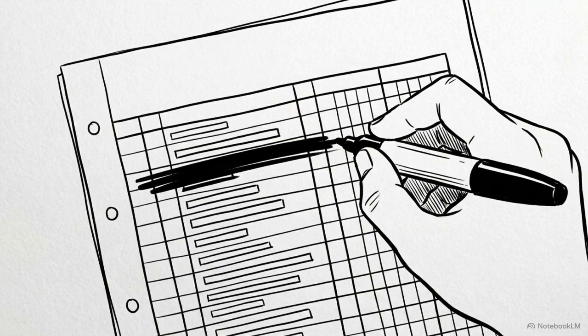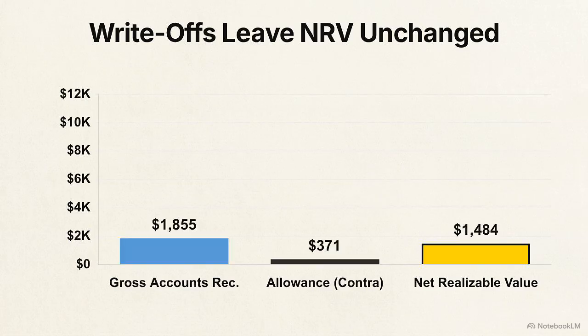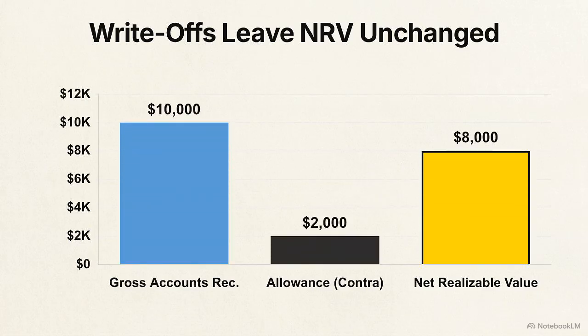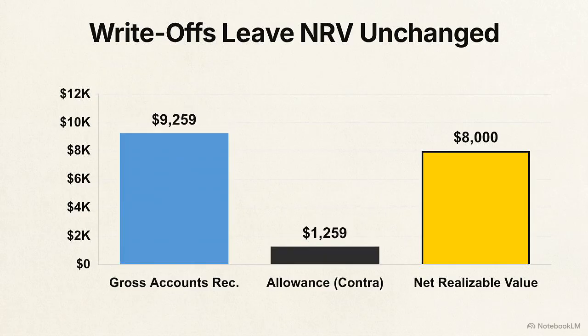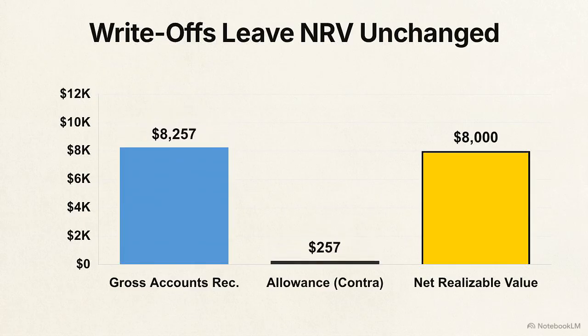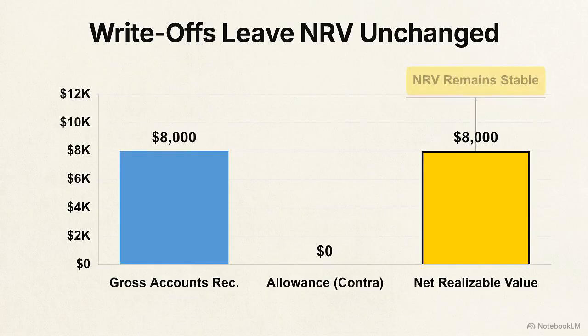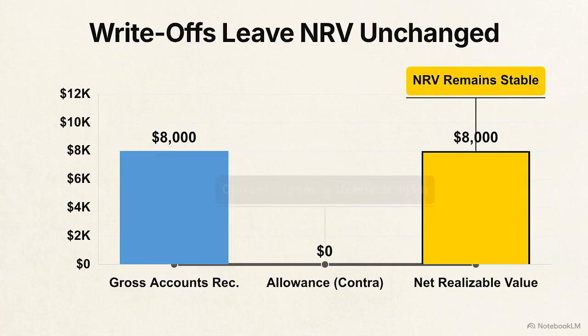Estimations structure the balance sheet, but we must also account for actualities. Eventually, a specific customer's account will be officially deemed uncollectible and written off. The mechanical accounting entry for a write-off removes the specific claim. It reduces both the gross accounts receivable and the allowance for credit losses by the exact same amount. Because both the gross asset and the contra asset decrease equally, a formal write-off has zero impact on the net realizable value. Furthermore, the write-off has no effect on current expenses, as that cost was already recognized during the initial estimation phase.